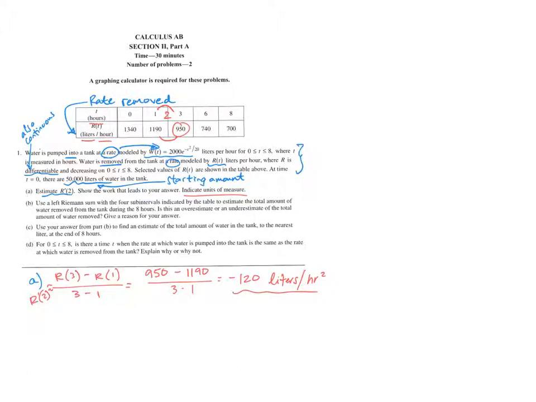Moving on to B, it says use a left Riemann sum with 4 sub... Excuse me, Roshan. I apologize for that interruption.